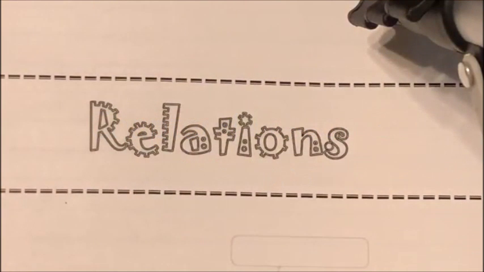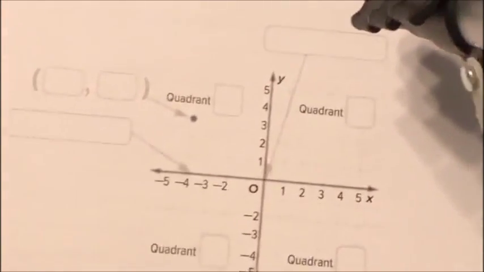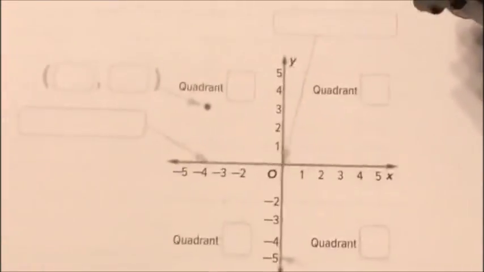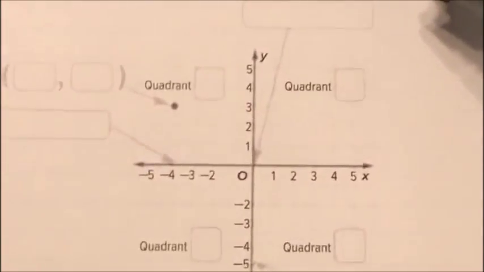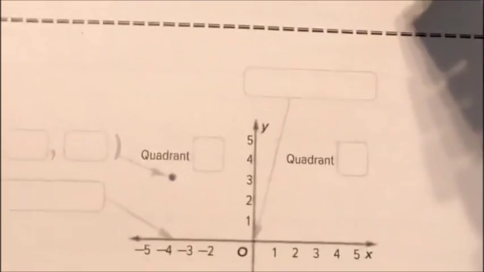All right, this is chapter 4, lesson 2, relations. Okay, and we're going to start on page 82. So I've got this graph here. I'm going to go ahead and label what some of the things are. Some of it you should already kind of know and be familiar with.